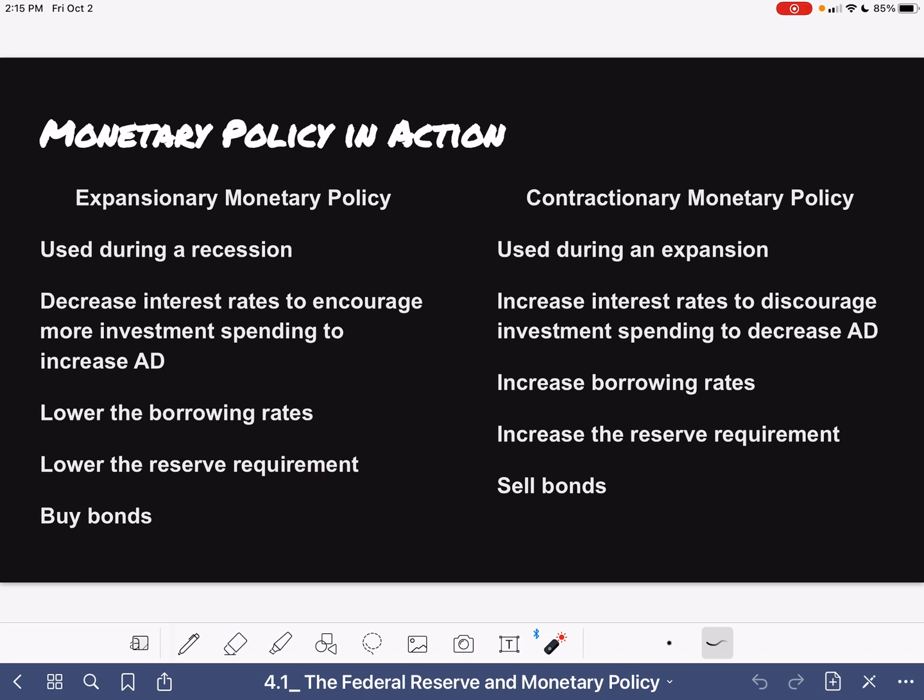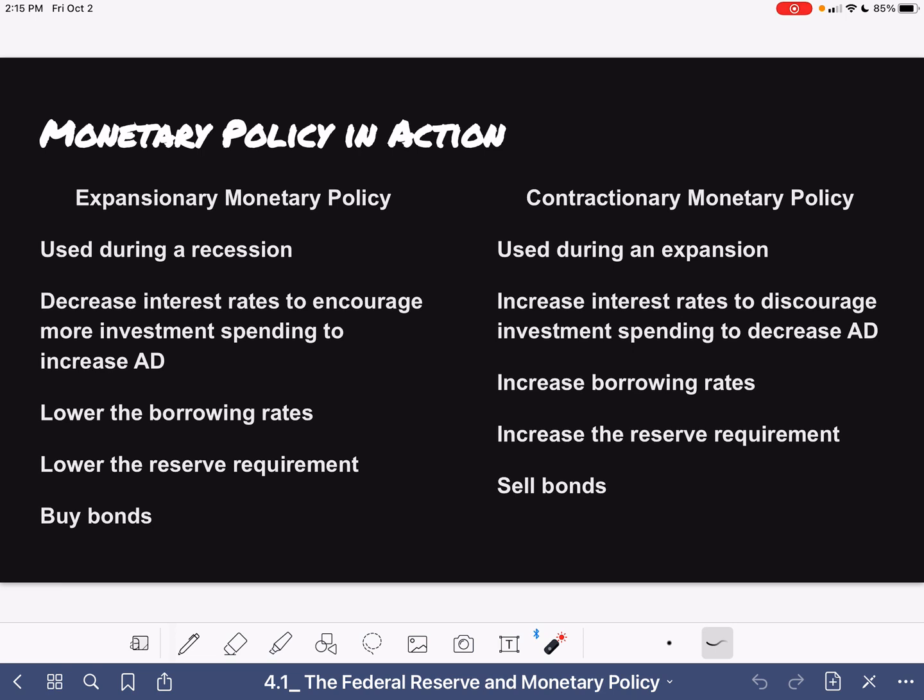Contractionary monetary policy has the word contract, which means to shrink or to slow down. So we want to contract an expansion. We don't want to stop the expansion, we just want to contract it. We just want to slow it down. So somehow we need to decrease aggregate demand. So to decrease aggregate demand, we need to discourage investment spending, which means we need to start increasing interest rates. We need to make it more expensive to take out a loan.